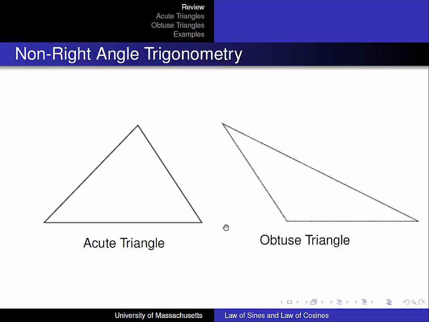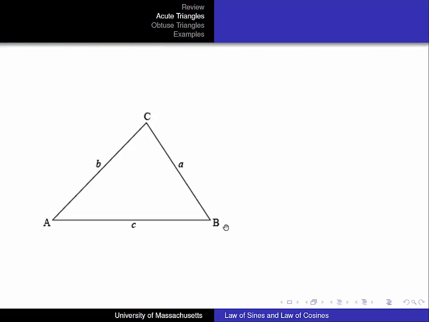But what if we don't have a right angle triangle? What if we have an acute triangle or an obtuse triangle? We're going to start with the acute case. I'm going to look at this triangle ACB, label each of the angles with an uppercase letter, and label the side opposite each angle with the corresponding lowercase letter. Given this triangle, we can create right angle triangles and then use right angle trig to see if we can find some rule.